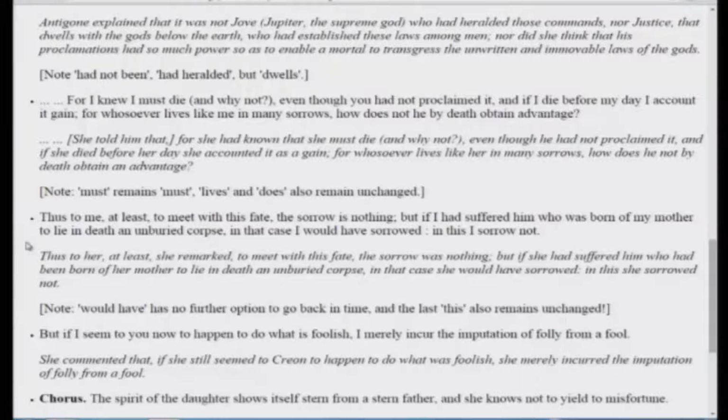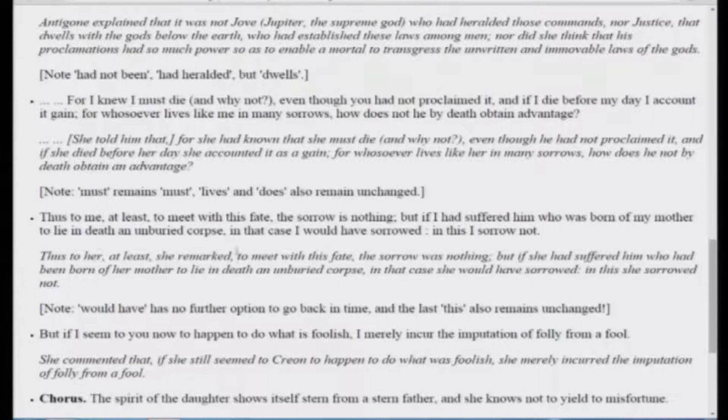For whosoever lives like her in many sorrows, how does he not by death obtain an advantage? Thus, to me, at least to meet with this fate, the sorrow is nothing. But if I had suffered him who was born of my mother to lie in death, an unburied corpse, in that case I would have sorrowed. In this I sorrow not.